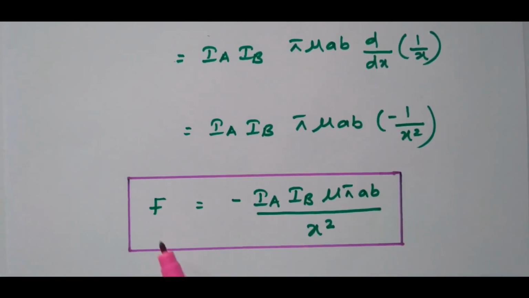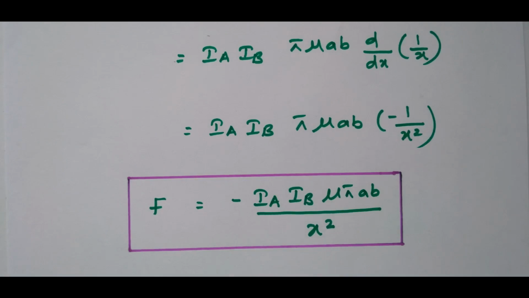So finally what we got? The force between the current loops is minus IA IB mu pi AB divided by x square. So the force depends upon the current in the first conductor, the current in the second conductor, the radius of the first loop, the radius of the second loop, and the square of the center-to-center distance between the current loops. So this is the final expression.